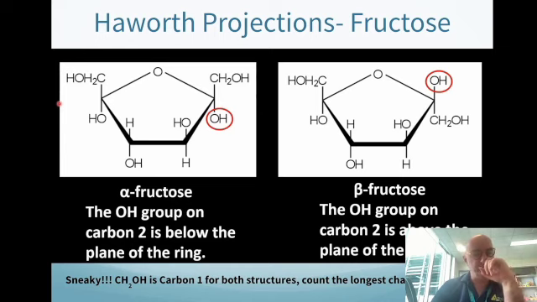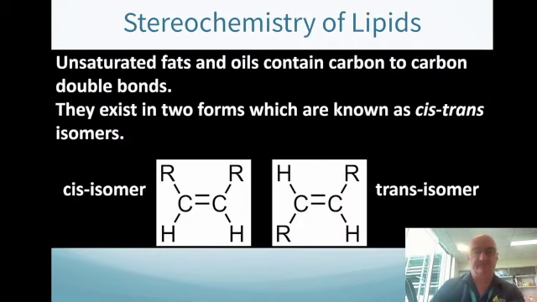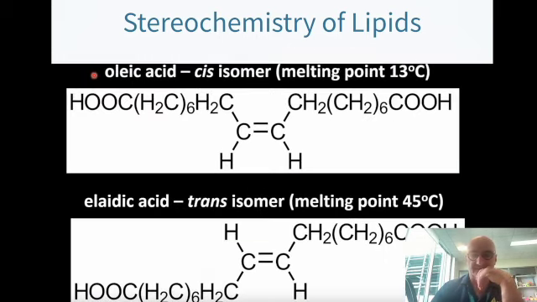Fructose is there. Pause it, learn it, move on with your lives. Lipids, these are fats and oils with carbon-to-carbon double bonds. A double bond is a sigma bond and a pi bond. We're going to have cis and trans or E and Z isomers. Oleic acid is cis, and elaidic acid is trans. Trans opposite, cis same side. Remember, E is trans, E is enemies, and Z is cis.